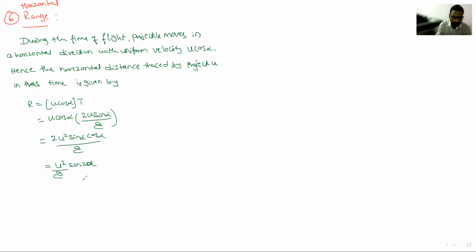Is it correct, all of you? Yes, sir. This is the formula to find out the value of range. Now your task is you have to remember all these formulas. Have you completed? Yes, sir.